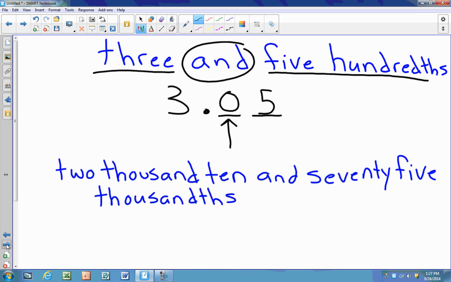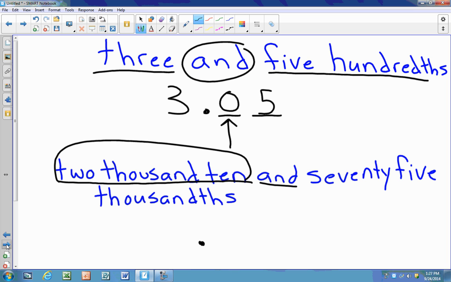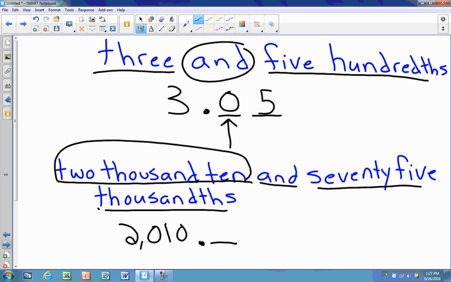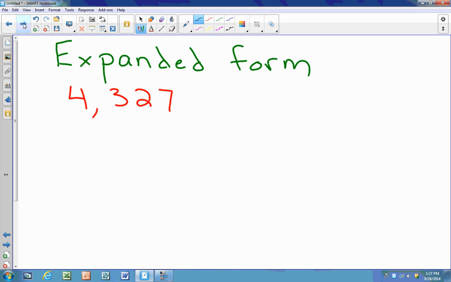Once again, I have 2010 and. So the and tells me I need a decimal. So I go back again. This is 2010. The way I write that is 2010. And now I look at the right side of the decimal. It's 75 thousandths. So I know it's tenths, hundredths, thousandths. Has to end in thousandths. So I write it that way and I have to fill in a 0 again. And there's my 2010 and 75 thousandths.